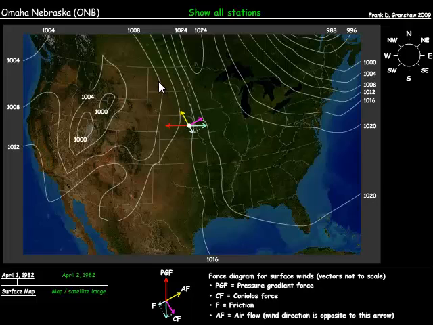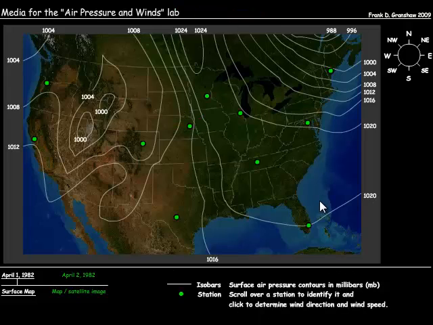But wind direction is not reported in the direction that the air is blowing to, but it's reported in the direction that the wind is coming from. So in this case here, you're going to say, okay, I see the wind is traveling to the northwest, but it's coming from the southeast. And so you'll write southeast for that wind direction. And then you'll continue to do that for every single station. If you want to get back, you click Show All Stations, and you get back to your original map.